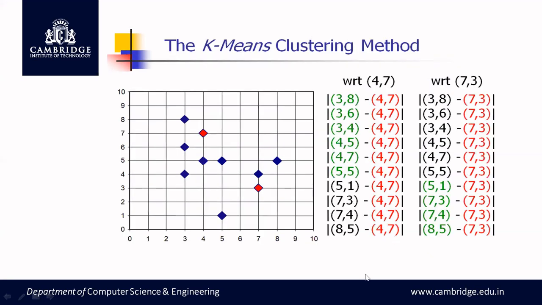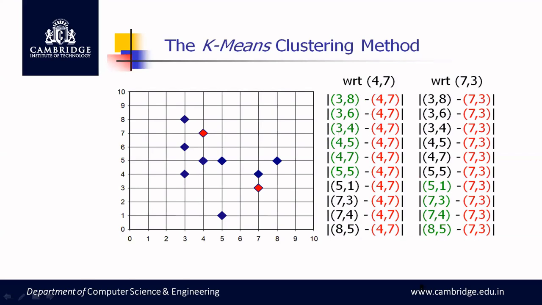So I have to apply it like this, right? My first centroid is 4, 7. My second centroid is 7, 3. So what I have done is I have taken all the data points and I have taken the centroids here, this is centroid C1, and this is centroid C2. Now I have to calculate the Euclidean distance between these points.